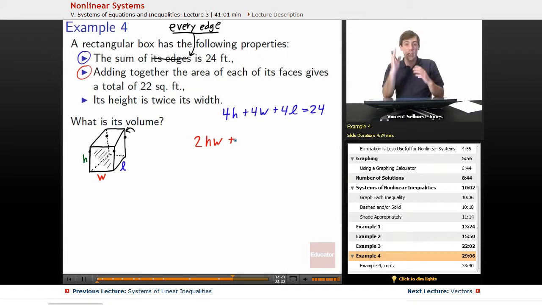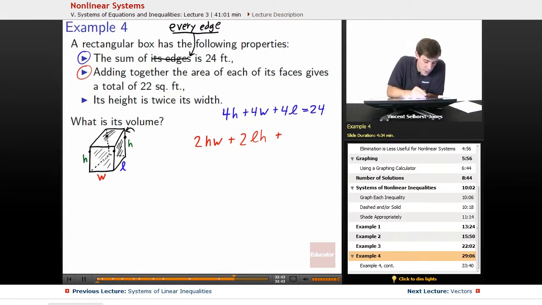By that same logic, each of the side faces, we're going to have l times h, because it's h over here. So the side faces will show up twice as well. So we've got 2lh. And then finally, the top face is going to be the length times the width. So 2 times length times width. And we were told that came out to be 22 square feet total. So we can find the area of each one of the faces.